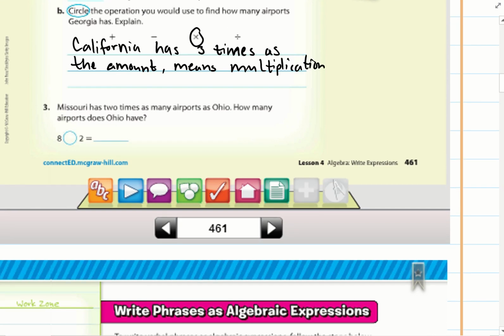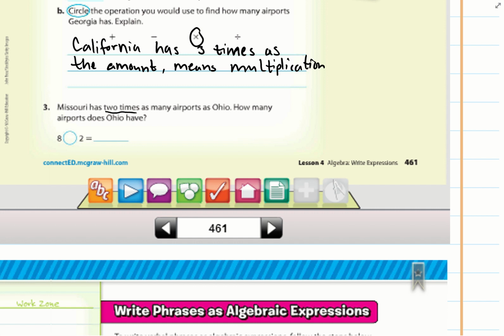Number 3, it says Missouri has 2 times as many airports as Ohio. How many airports does Ohio have? So right off the bat, I'm just thinking multiplication because we see 2 times. But we have to also think about what the question is asking. If it says Missouri has 2 times as many airports as Ohio, how many airports does Missouri have?